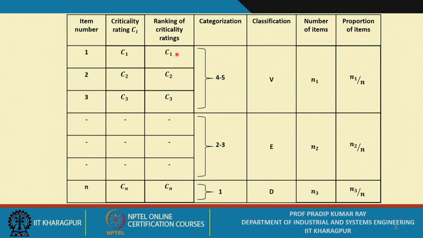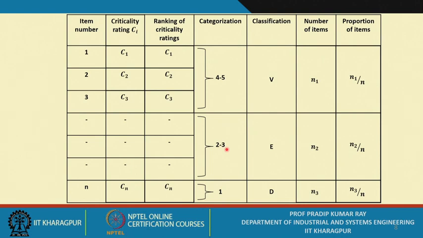Now what you find is that C1, C2, C3 are categorizations like 4 to 5. That means there is a scale. Just suppose it's a 5-point scale. That means it is highly critical as well as very highly critical. While you look at item number 1, item number 2, item number 3, you find they are all rated as 4 or 5. So this is the first categorization. Next, the set of items you will find are rated as either 2 or 3. That means it is slightly critical and critical.